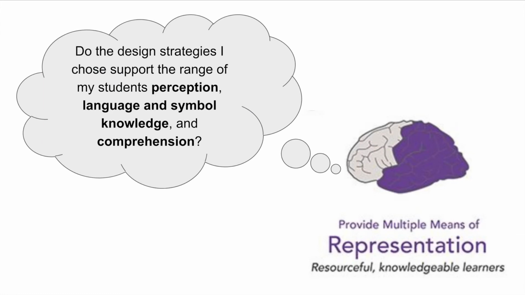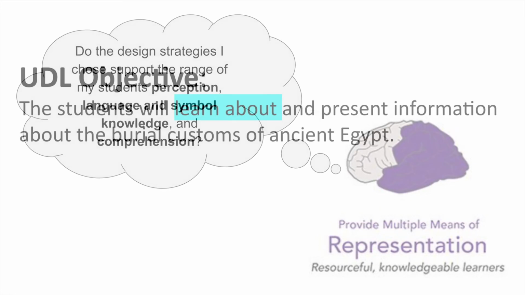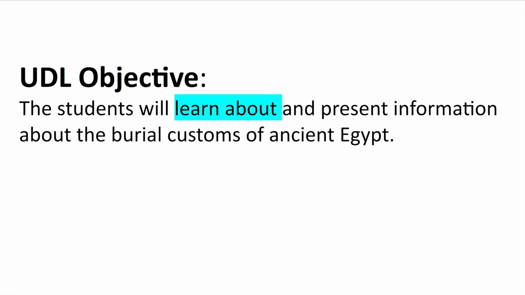As I anticipate possible barriers to representation, such as background knowledge or vocabulary, I might ask myself, do the strategies I chose support the range of my students' perception, language and symbol knowledge, and comprehension? After considering these principles of representation, students are still required to learn about the burial customs of ancient Egypt, but they are now encouraged to use alternate methods for accessing that information, such as Google Read and Write, audiobooks, digital text, internet, or video.